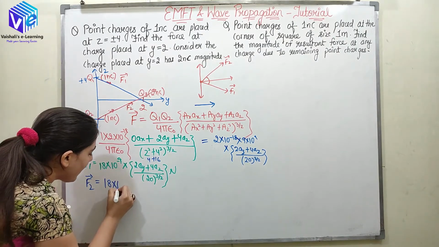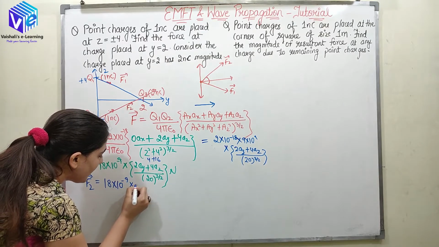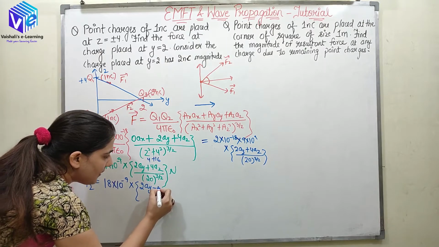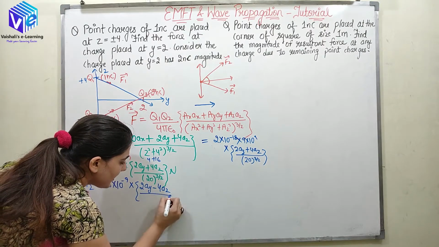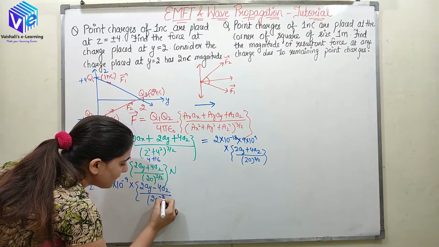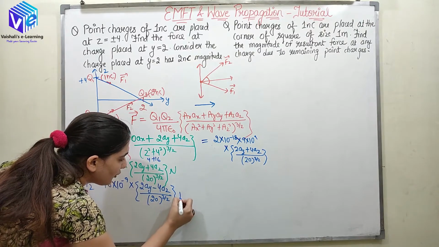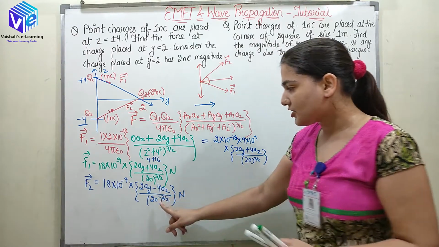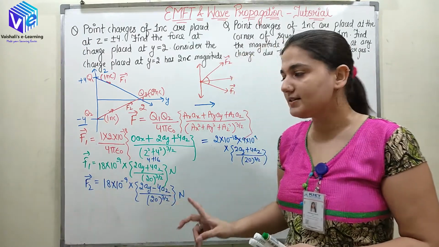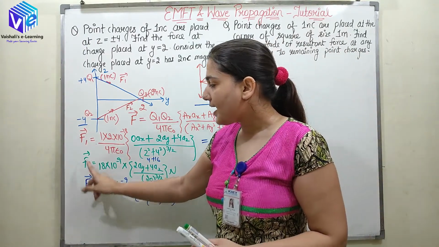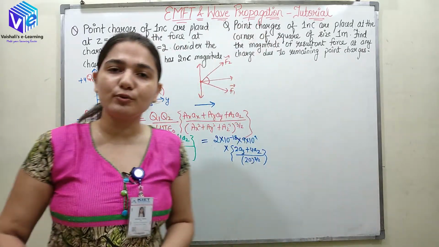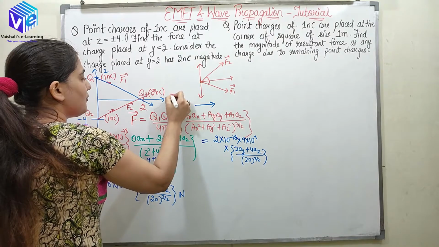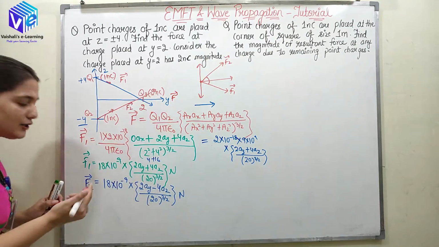So here I'll be having 18 into 10 raised to power minus 9 into 2ay, and here minus 4az upon 20 raised to power 3 by 2 Newton. So here the vector has changed but the magnitude has remained same. Now if I add F1 as a vector and F2 as a vector, I will be getting F as a vector, which is the resultant force on Q3.